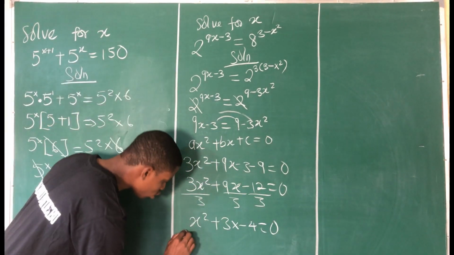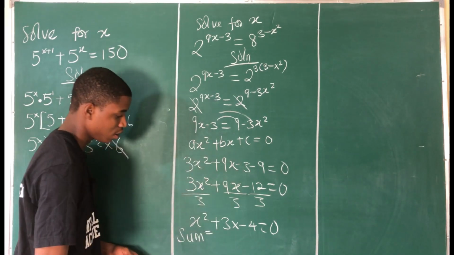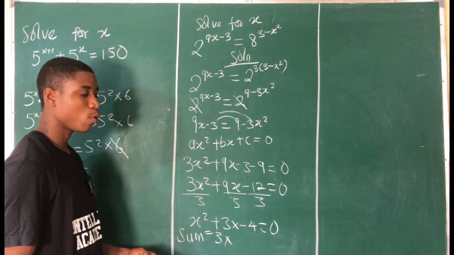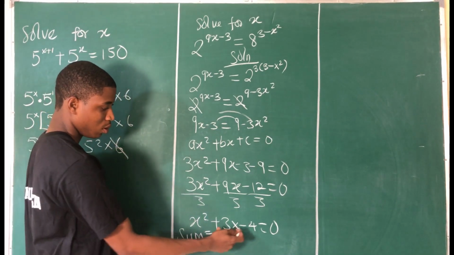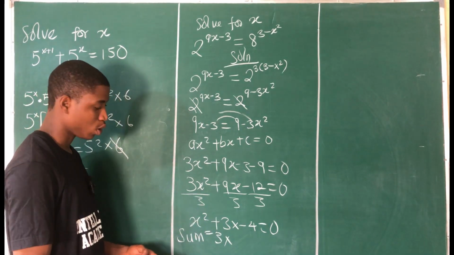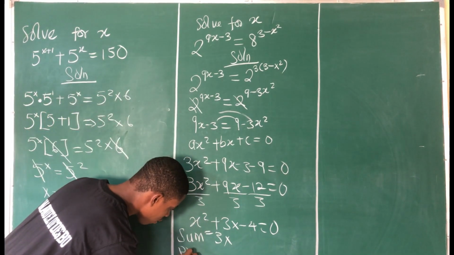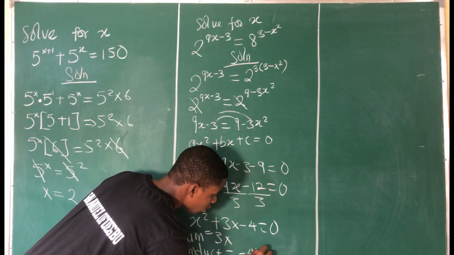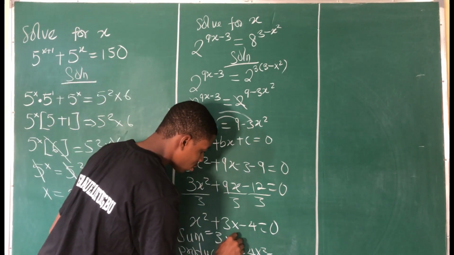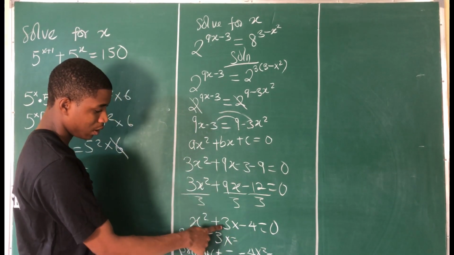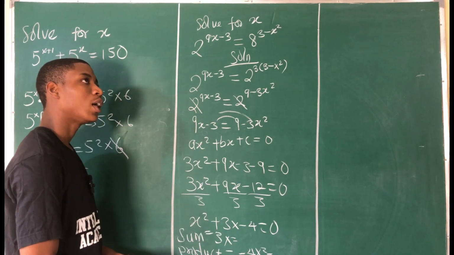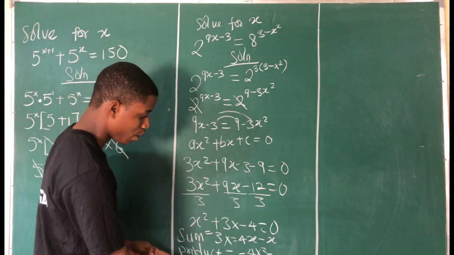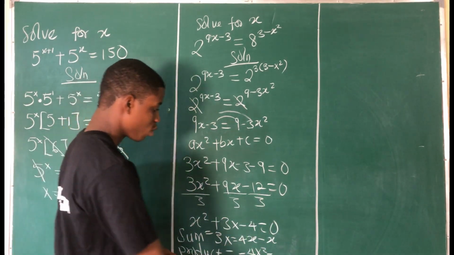It's very simple. The sum is 3x, and the product is negative 4x squared. So which two numbers, when we multiply them, give us negative 4x squared, and when we add them, give us positive 3x? If we add 4x and negative x, this will give us 3x, and if we multiply them, we have negative 4x squared. So those are the two numbers.